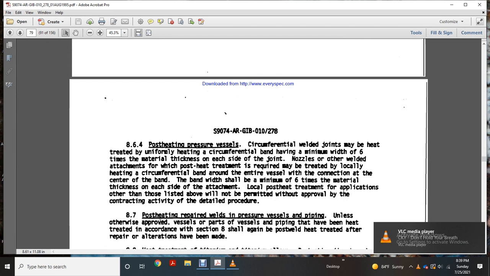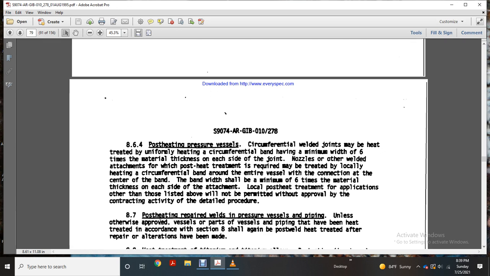Post-welding of a pressure vessel with a circumferential weld: the joint shall be heat treated uniformly in a circumferential band having a minimum width of 6 times the material thickness on each side of the joint. Nozzles or other welded attachments which require post-weld heat treatment may be treated locally with a heating circumferential band around the entire vessel with the connection at the center of the band.